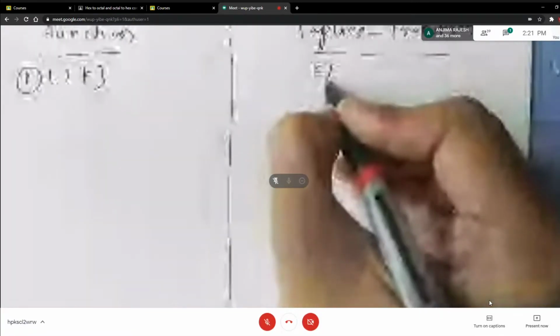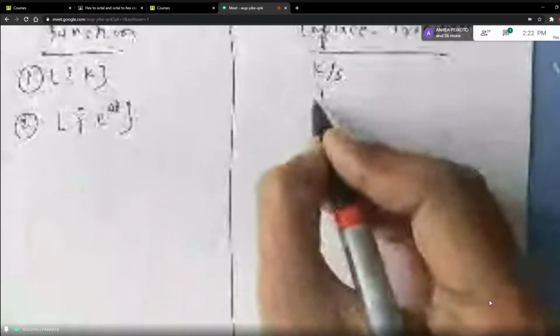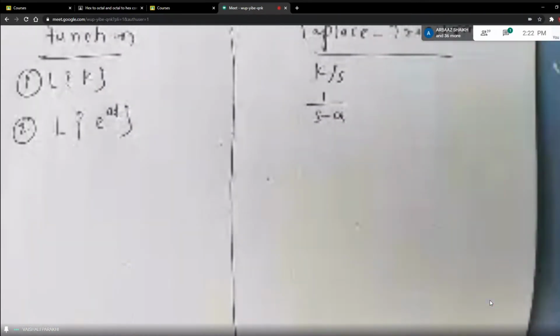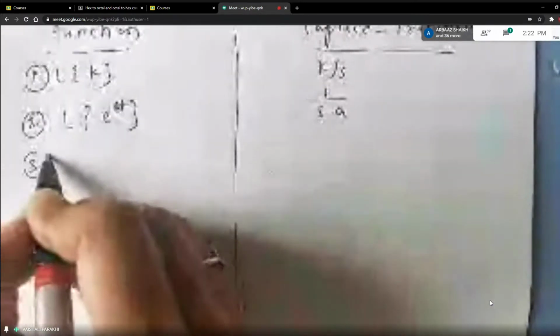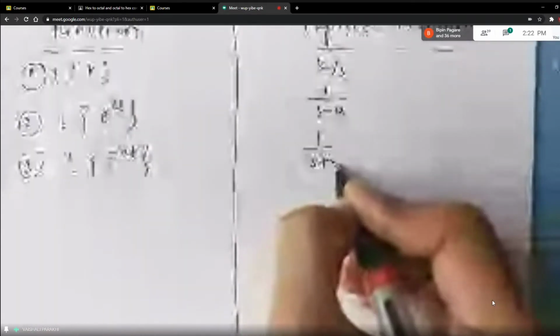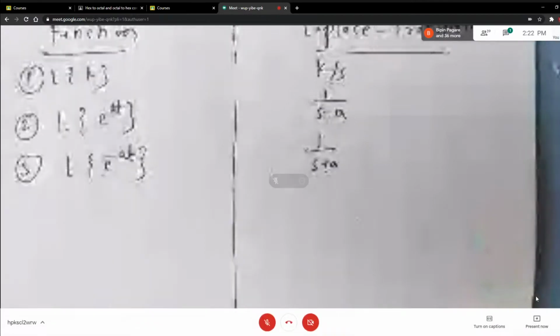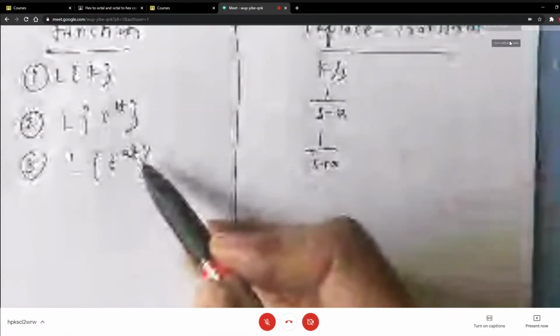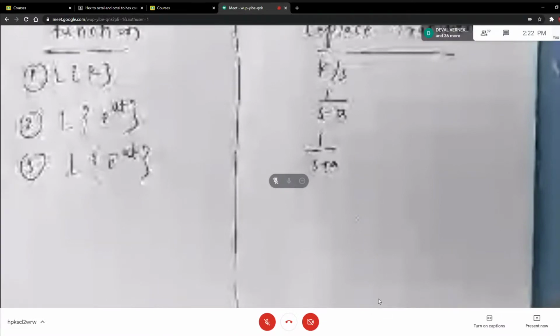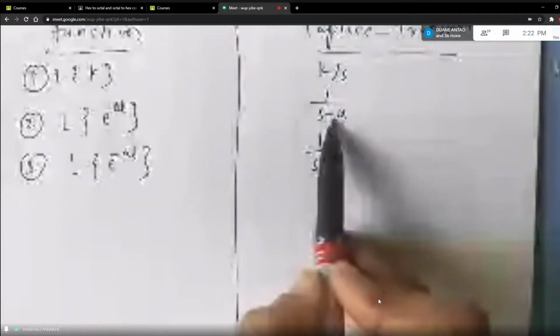First I will take Laplace of constant k. What is Laplace of constant k, students? It is k by s, we have proved it just now. The second formula we have seen is Laplace of e raised to at, and the answer we got is 1 upon s minus a. Then the third formula is Laplace of e raised to minus at, which will be 1 upon s plus a. Remember: when the power is plus, the middle sign is minus, the opposite. When the power is minus, the middle sign is plus.